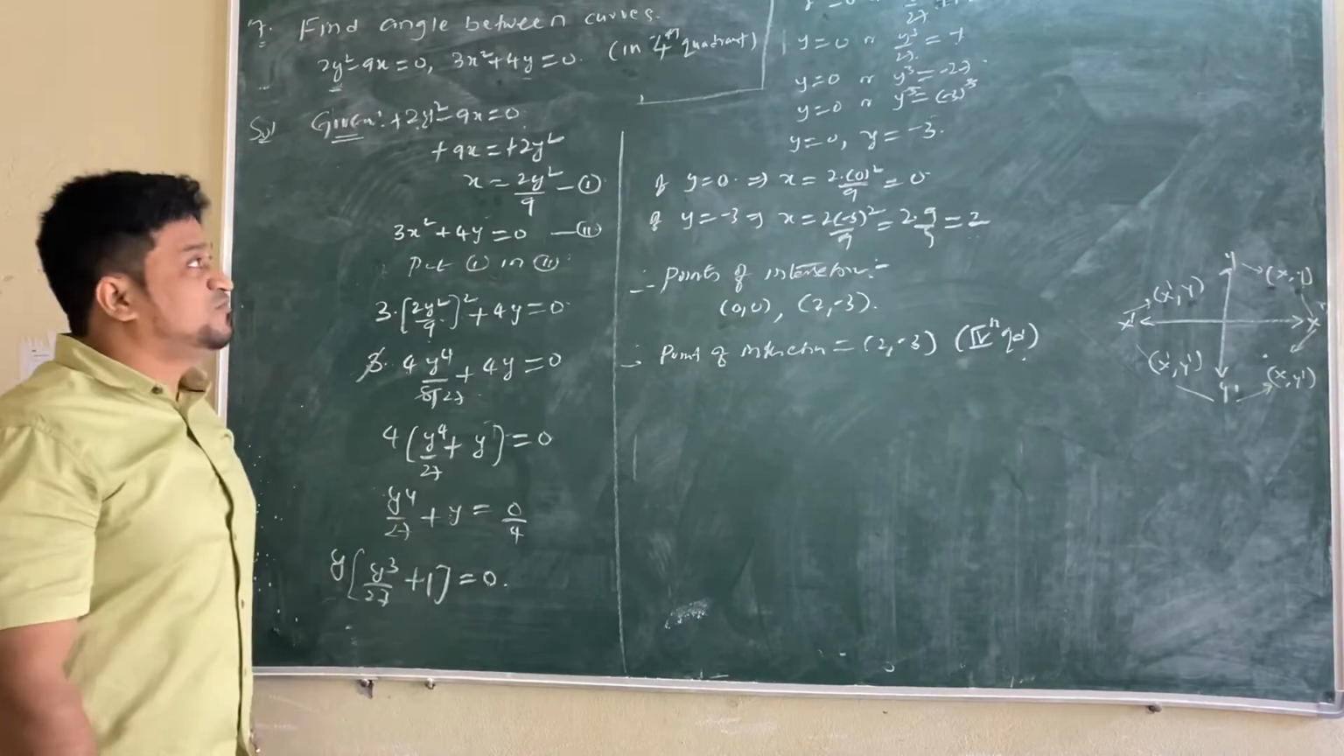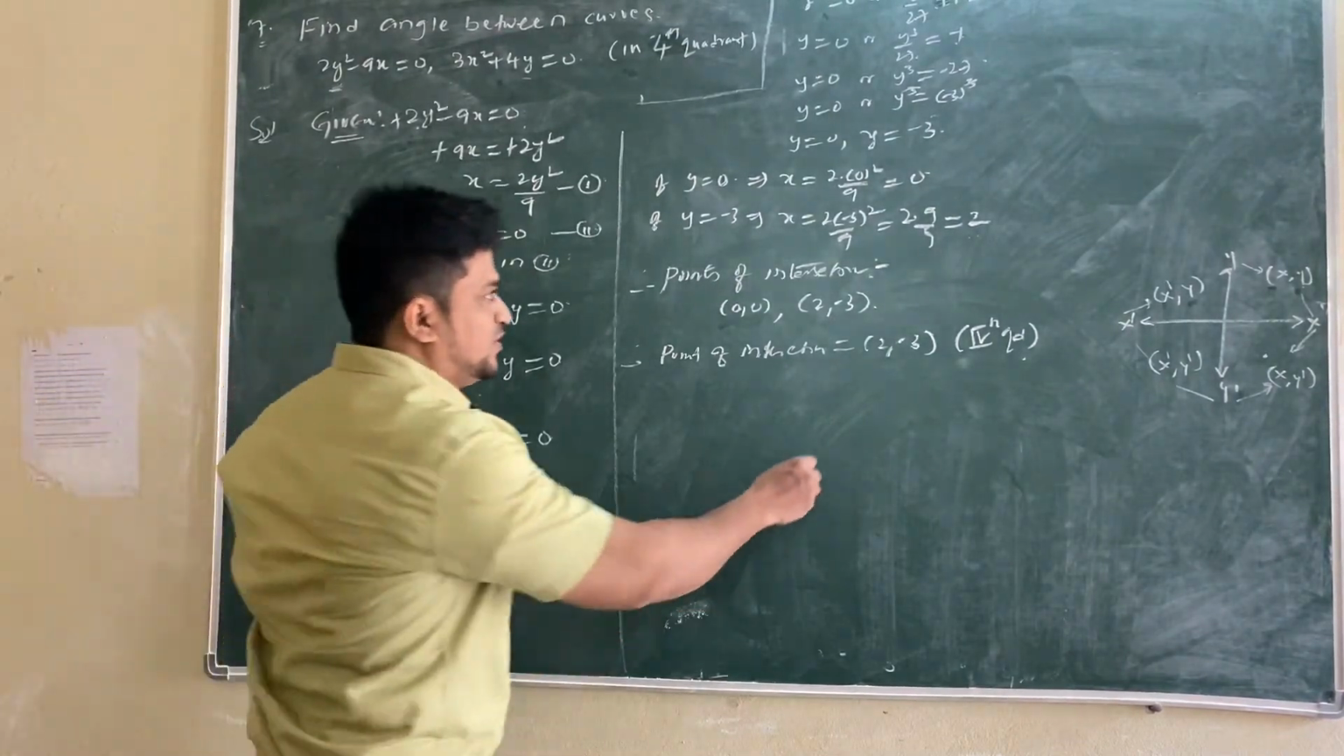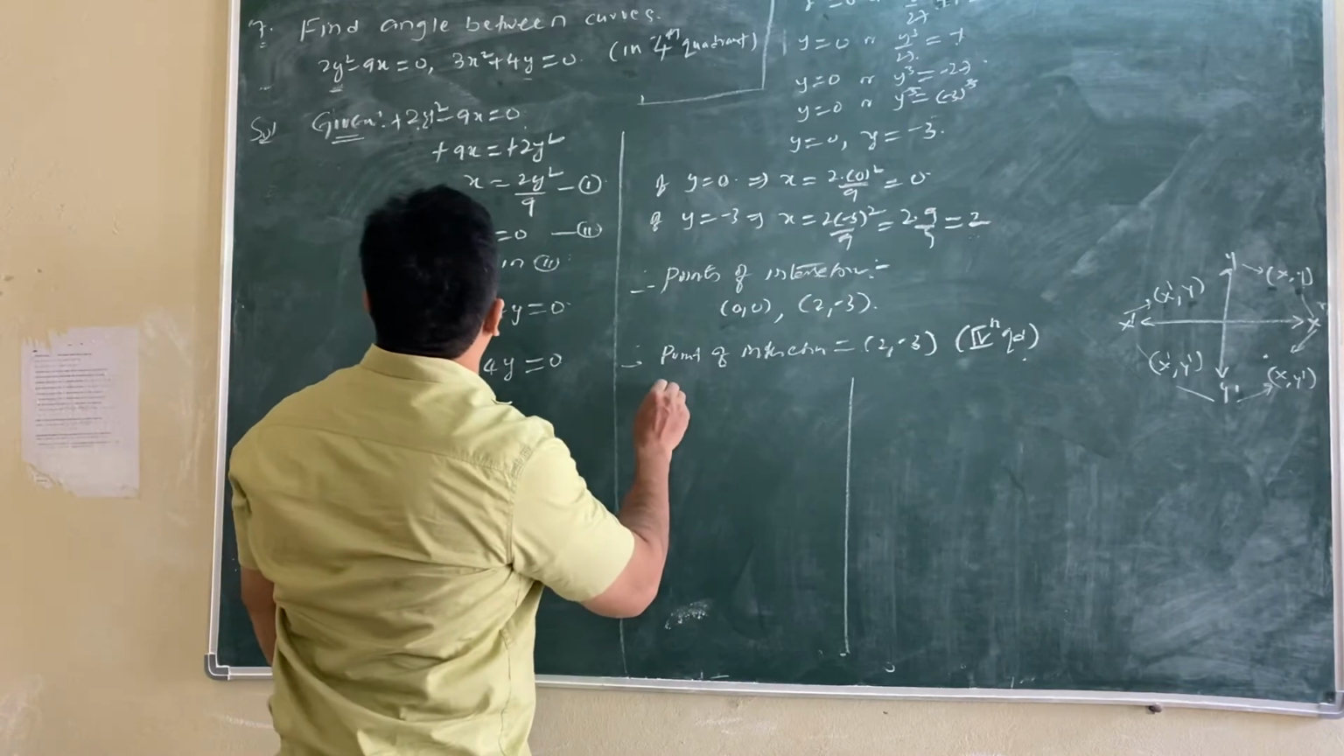So at that point what we have to find? We have to find the angle between them. To find the angle between the curves, we have to write down the curves again.